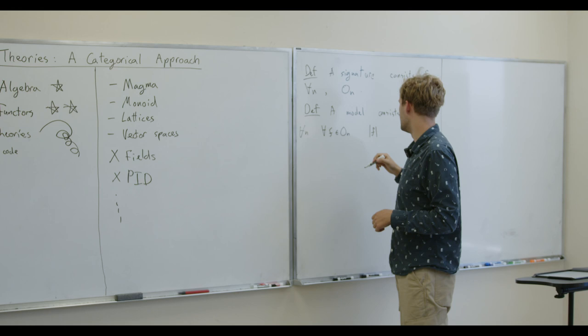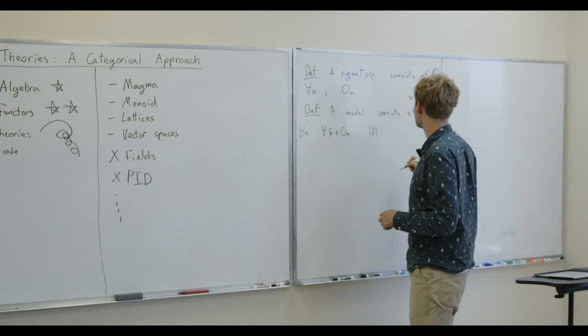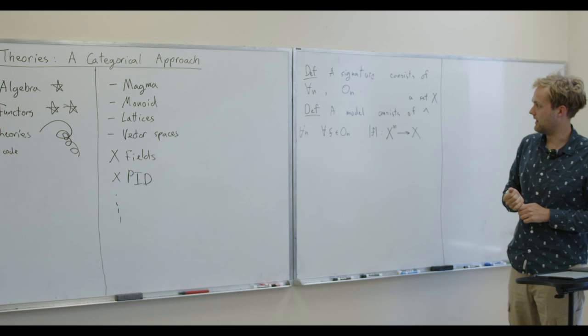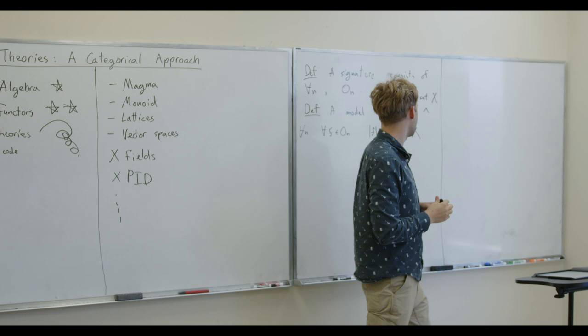an interpretation of f, consists of a set X, and an interpretation of f as an actual n-ary operation. So this allows us to do magmas, but this does not allow us to do monoids, because we do not yet have a concept of equation.